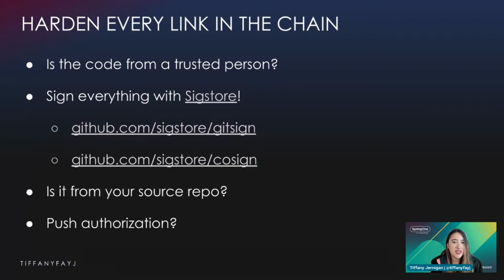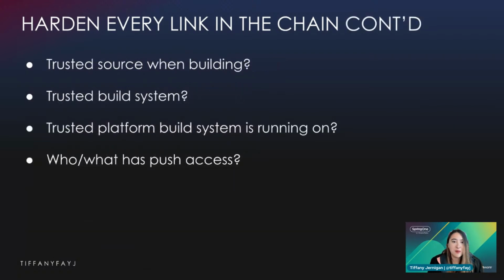The next question is, is the source code coming from your source repo? Are you pulling from where you actually think you're pulling from? And can only authorized people push to it? You don't want random people being able to do that. When you build your artifact, is that from a trusted source? Can the build system itself be trusted? Can you trust where it's running and what it's running on? And once your artifact or program is built, can you trust where it is being pushed, and that only trusted people can push to it? Ideally, only your build system in your CI/CD pipeline is the one doing the pushing.